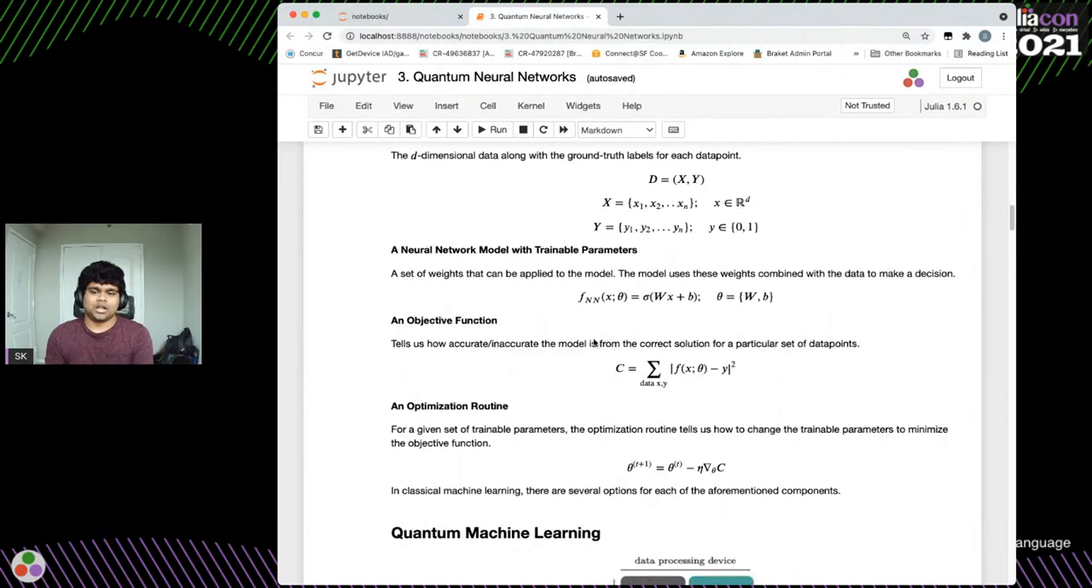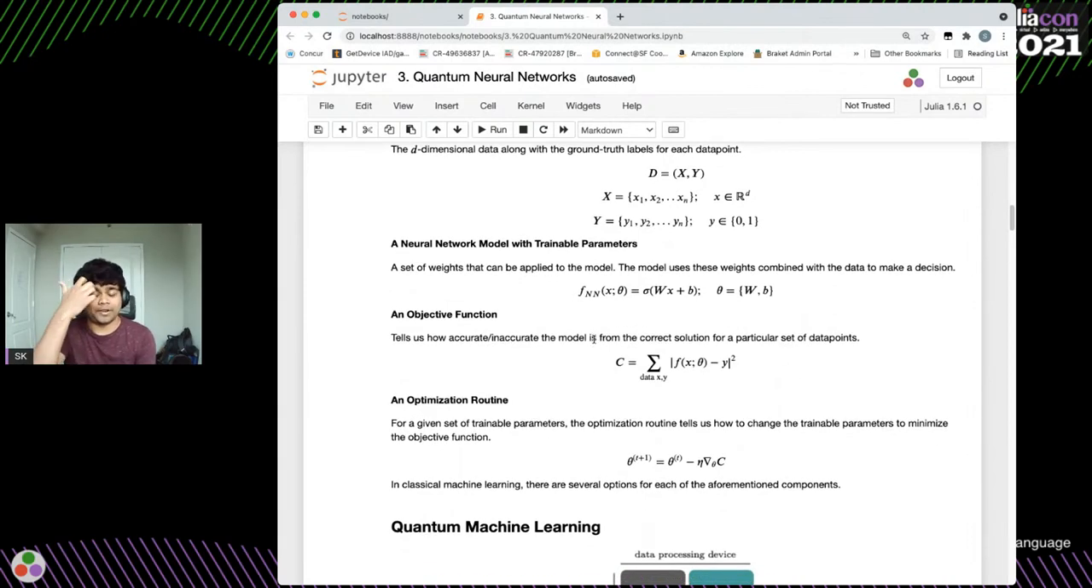So the way that you would optimize your trainable parameters for your neural network model is by using an objective function. And the goal of the objective function is to tell us either how accurate or inaccurate the parameters for your model are for a particular set of data points, right? So let's say you wanted to do an object detection example. Let's say you wanted to detect hot dogs in an image to say whether that image had a hot dog or not a hot dog.